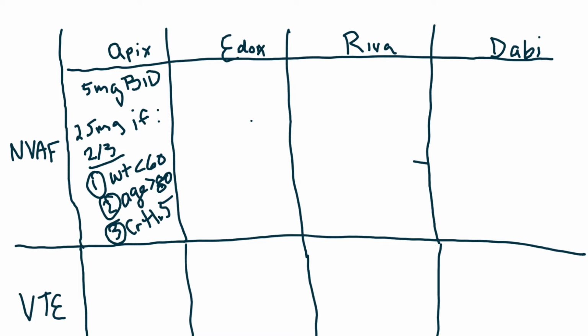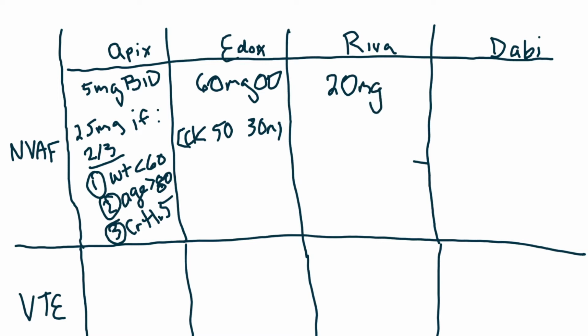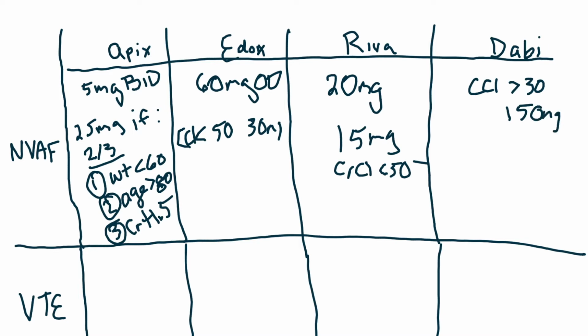For edoxaban, non-valvular AFib dosing, we use 60 milligrams once daily if normal creatinine clearance. If abnormal creatinine clearance, so creatinine clearance of less than 50, we can use 30 milligrams daily. For rivaroxaban, we use a dose of 20 milligrams for non-valvular AFib. For lower creatinine clearance, you can also go to 15 milligrams if the creatinine clearance is less than 50. Dabigatran, for creatinine clearance of greater than 30, we use 150 milligrams BID. If the creatinine clearance is less than 30, then we would use 75 milligrams BID.